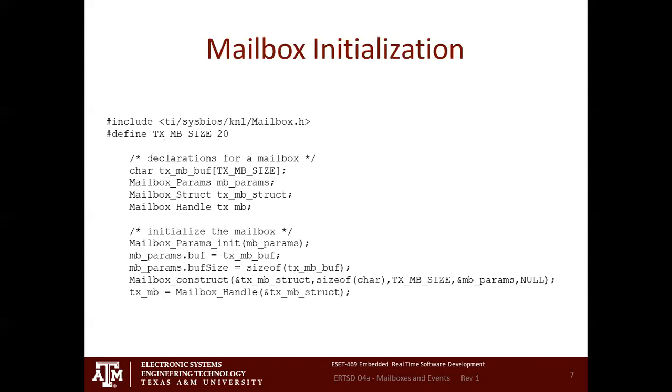Can somebody tell me what I did wrong here? The place I spotted it was the declaration of the buffer. Then I looked down at how we're creating the buff size, initializing the mailbox parameters. Can anybody tell me what I did wrong? I didn't account for the overhead in the buffer.